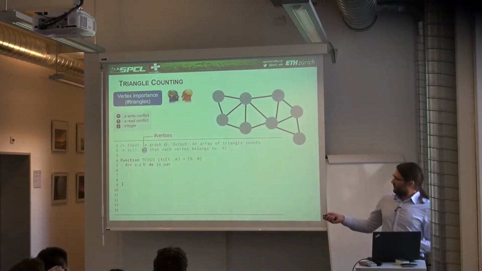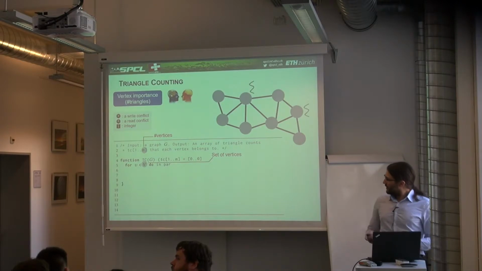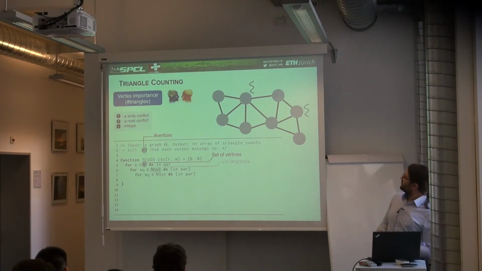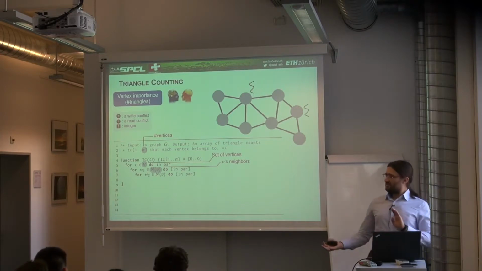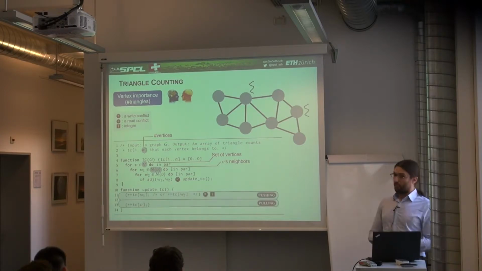Then we iterate over each vertex in parallel, where V is our set of vertices. And then we have two inner loops that iterate over pairs of neighbors. So for example, for this vertex here, we iterate over these three possible pairs. If we detect that a given pair has an edge between them, this means that we found a triangle, and we update the triangle count. And this we can do using either the pushing or the pulling approach.